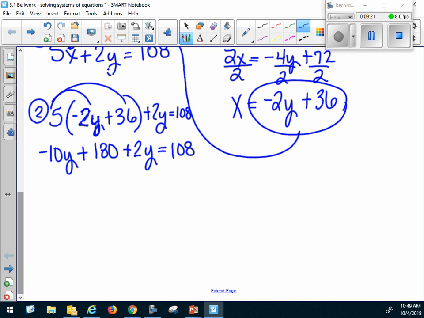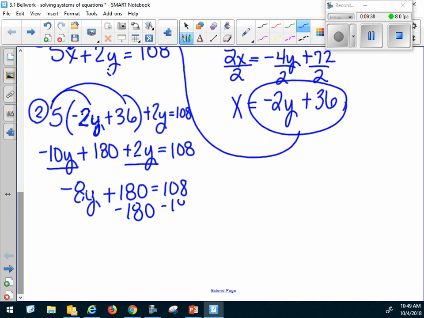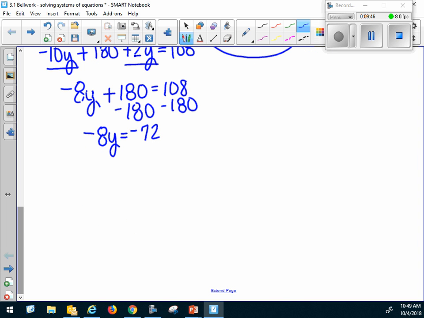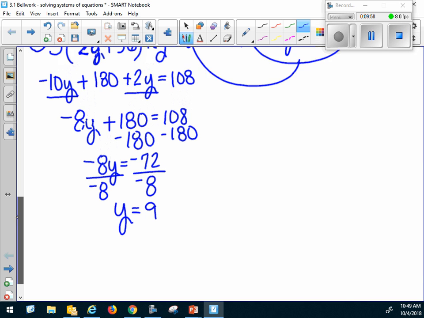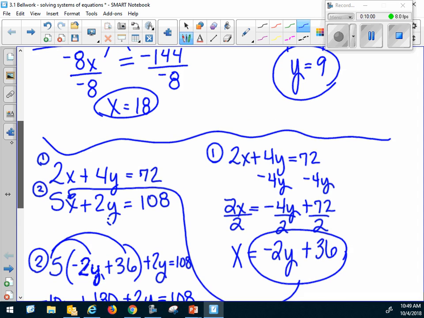Now we're going to combine like terms. What's negative 10y plus 2y? Negative 8y plus 180 equals 108. Then what do we do? Subtract the 180. So we have negative 8y equals negative 72. Is that correct? And then what do we do? Divide by negative 8. And that gives us y is equal to 9. And is that what we had originally when we solved the other way? Yes, we had y equal to 9.